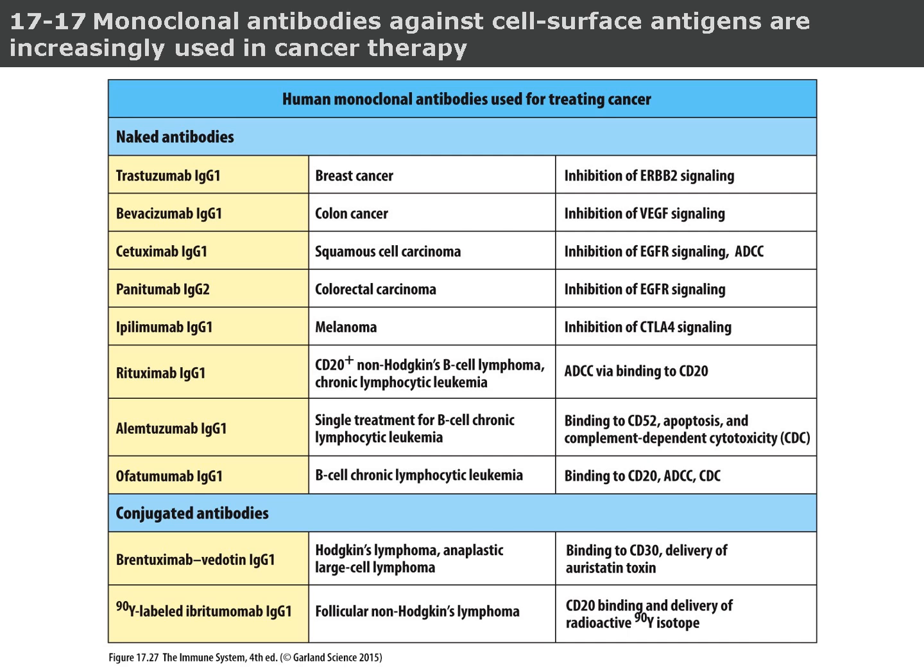Ipilimumab is used for melanoma by inhibiting CTLA-4 signaling. Rituximab, alemtuzumab, and ofatumumab target B-cell malignancies by promoting antibody-dependent cellular cytotoxicity or complement-dependent cytotoxicity. Conjugated antibodies such as brentuximab vedotin and 90Y labeled ibritumumab deliver cytotoxic drugs or radioactive isotopes directly to tumor cells, enhancing tumor cell destruction while limiting systemic toxicity.